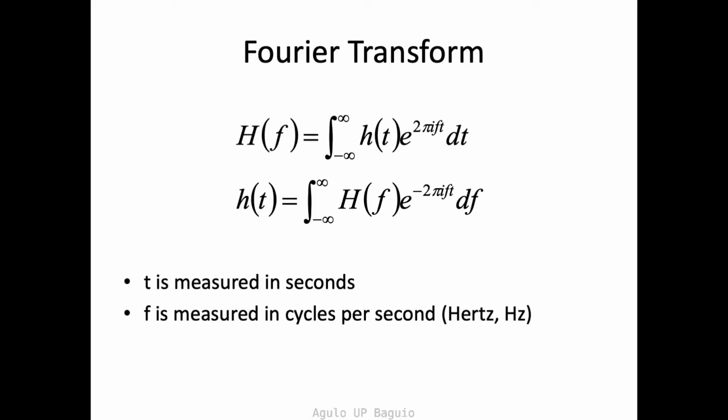A physical process can be described either in the time domain, h of t, or else in the frequency domain, h of f. h of t and h of f are two different representations of the same function. The first is a representation of the function in the time domain, while the second is a representation of the function in the frequency domain. The Fourier transform allows the transformation from the time domain to the frequency domain, as in the first equation, or vice versa from the frequency domain to the time domain.